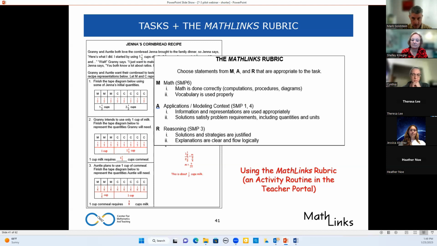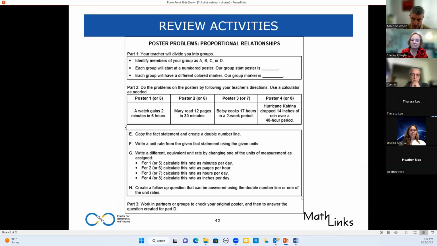Review activities are very engaging. There's typically about 3 per packet. Here's one of them. It's one of the favorites. It's called poster problems. They're found in every packet.